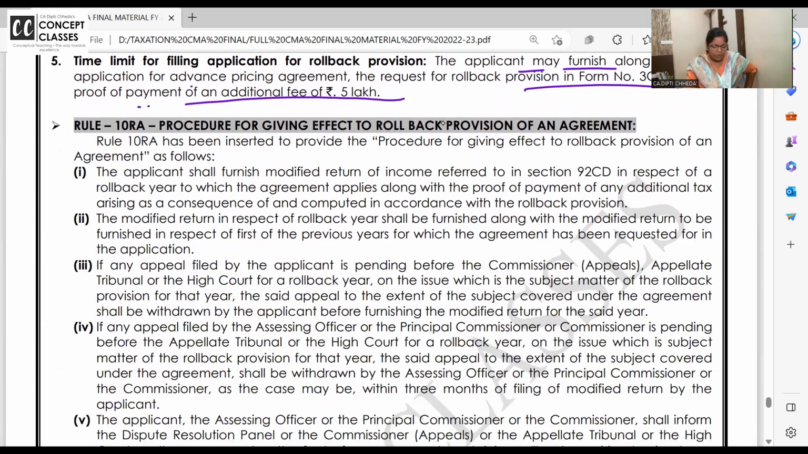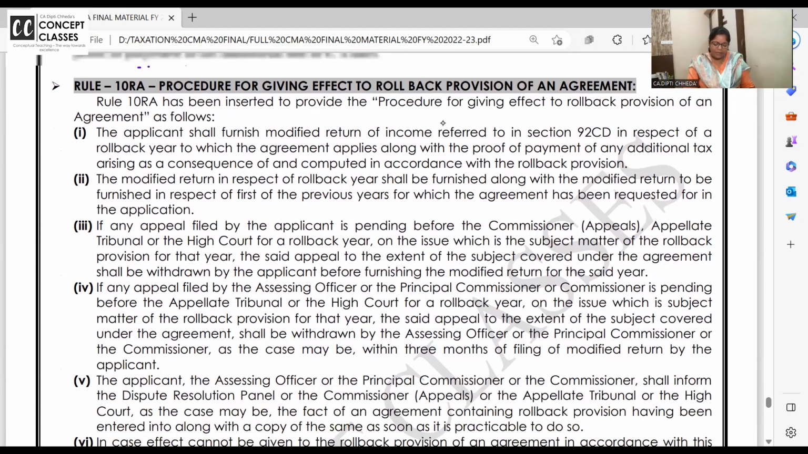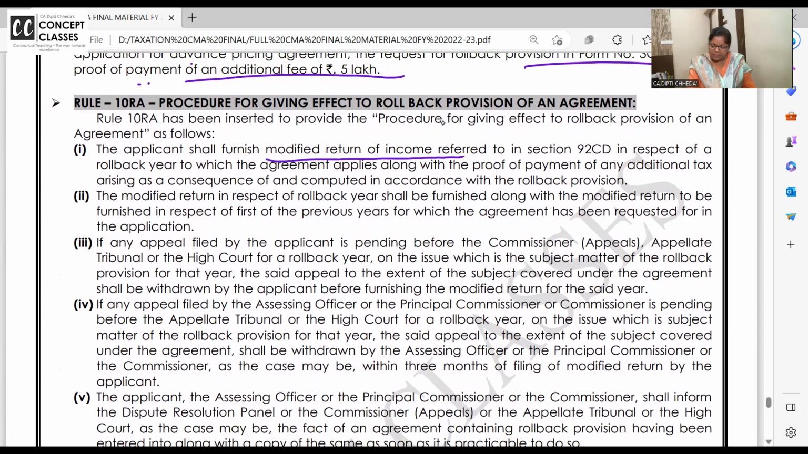Procedure for giving effect to the rollback. अब rollback अगर हो गया है तो उसको apply कैसे करोगे आप? How will you apply the procedure? Procedure is also there, and one more concept very important is the effect of the rollback. ये देखो. The applicant shall furnish modified return in respect. Please underline the clue words. Once you have gone for rollback, ma'am, उस साल का तो return हो चुका है, तो आप क्या करो? Modified return भरो, to which the agreement applies along with proof of payment and additional tax and all.